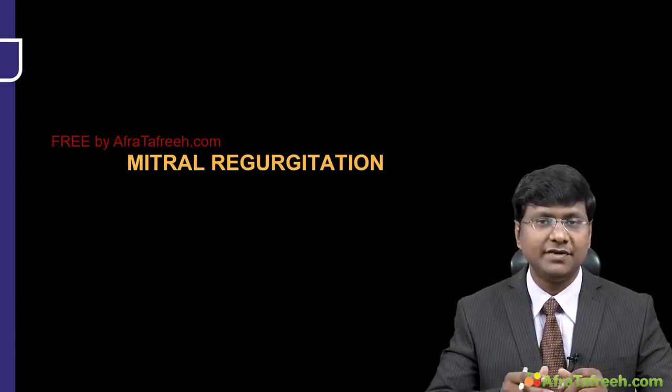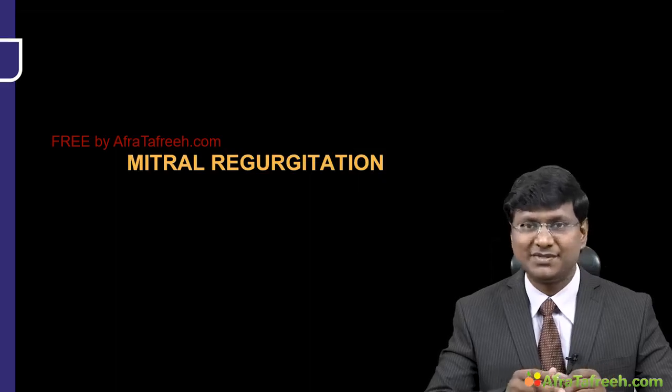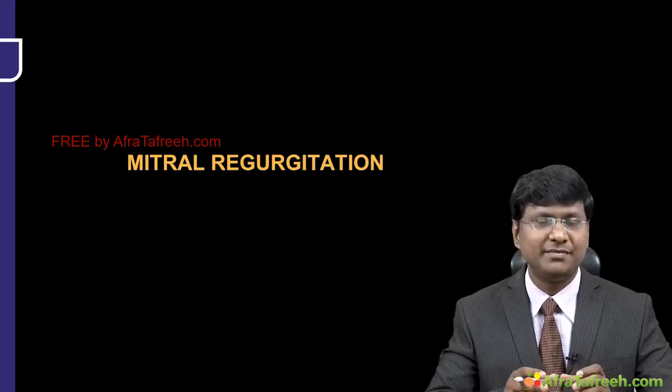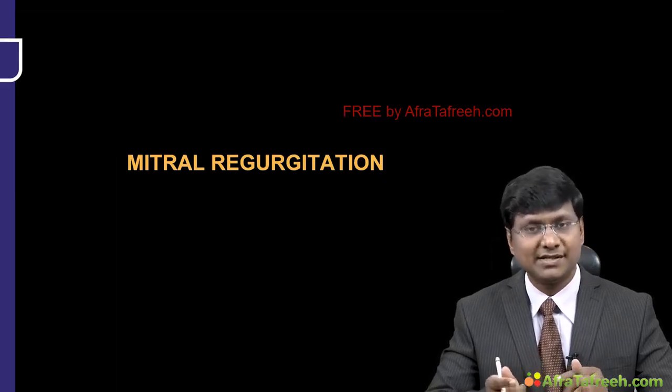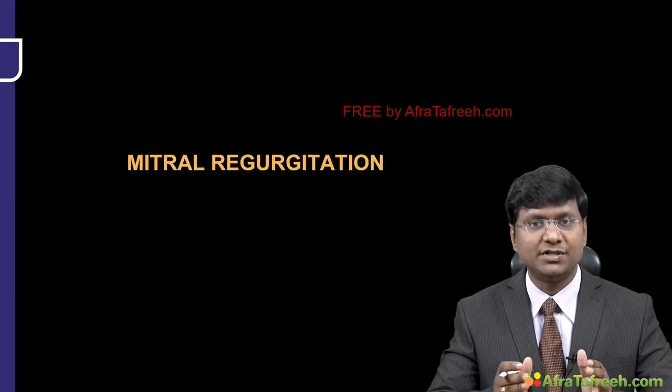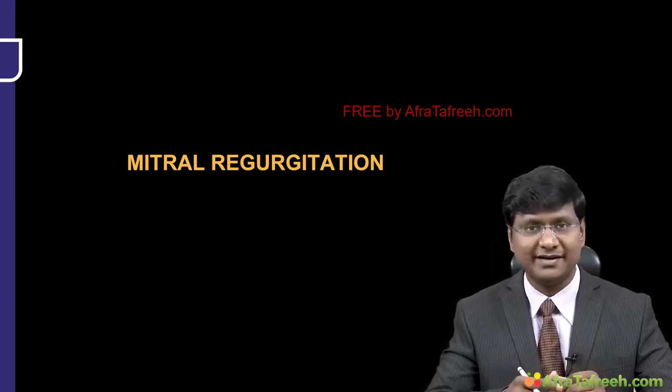Chronic MR, again, we classify into primary and secondary MR. Primary MR means the pathology is in the valve leaflets and the chordae tendineae, whereas in secondary MR, the pathology is within the subjacent myocardium or there is papillary muscle dysfunction. That will be the secondary MR.